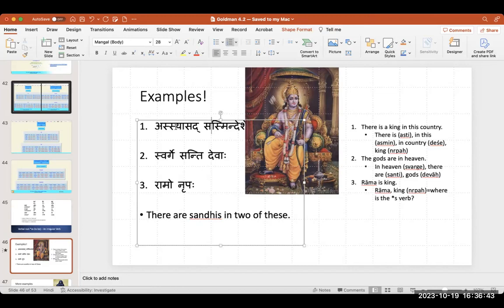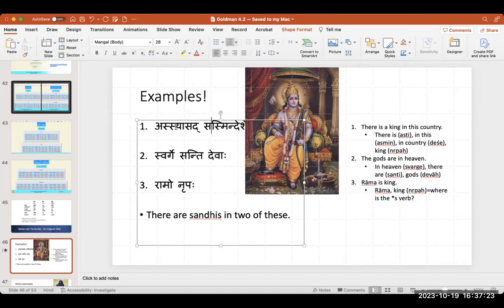All right, so in this sense, you use the asti as there is. So it's as if I'm just saying there is a king in this country. Asti plus asmin, the i turns into a ya, and then attaches to the asmin. So astyasmin deshe, deshe means a country. And king is nripaha.